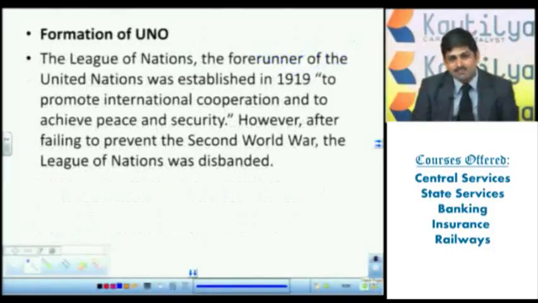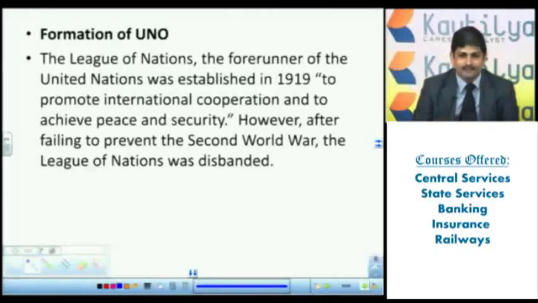However, the Axis powers faced very severe defeat. On August 6th and August 9th, two nuclear bombs were exploded in Japan. The US used nuclear weapons on Japan in Hiroshima and Nagasaki. This completely destroyed Japan, and with this the war almost ended. Peace negotiations started with the end of the war.